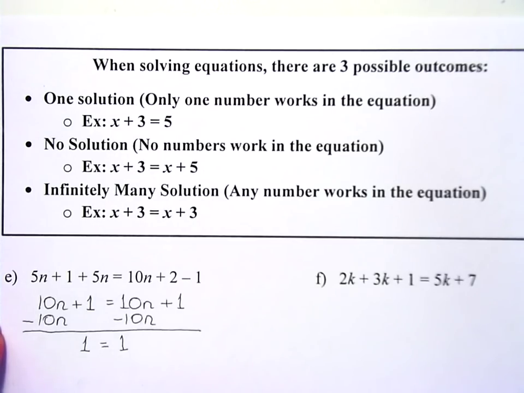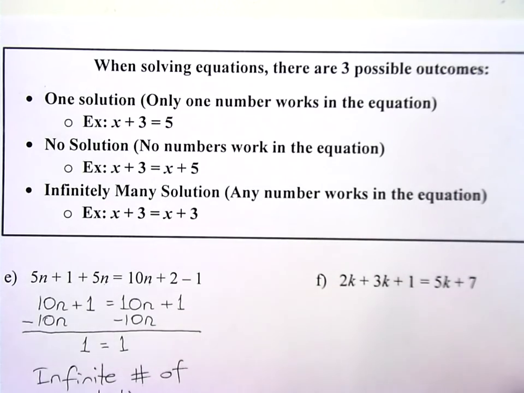So what happened here, my variables canceled each other. I ended up with 1 equals 1, which is true. That's a true statement, that 1 has to be equal to 1. In this situation, I know that any number I choose to put for n, and then evaluate my equation, I would actually end up with the same answer on both sides. So that means that this equation has an infinite number of solutions. So any number works here.